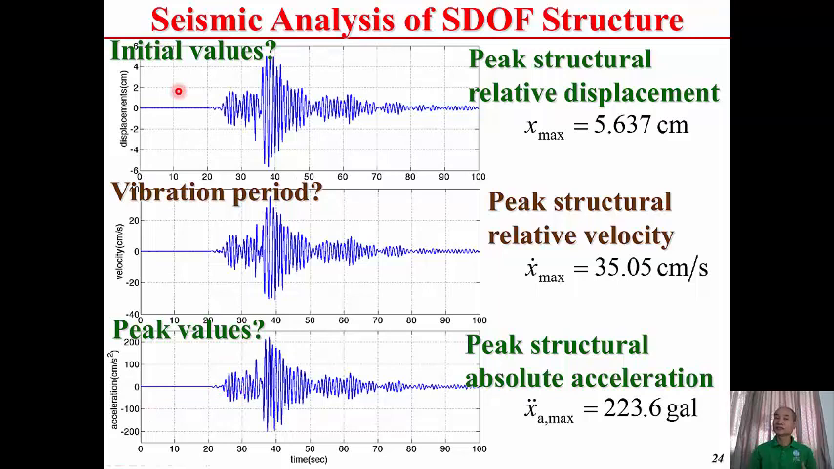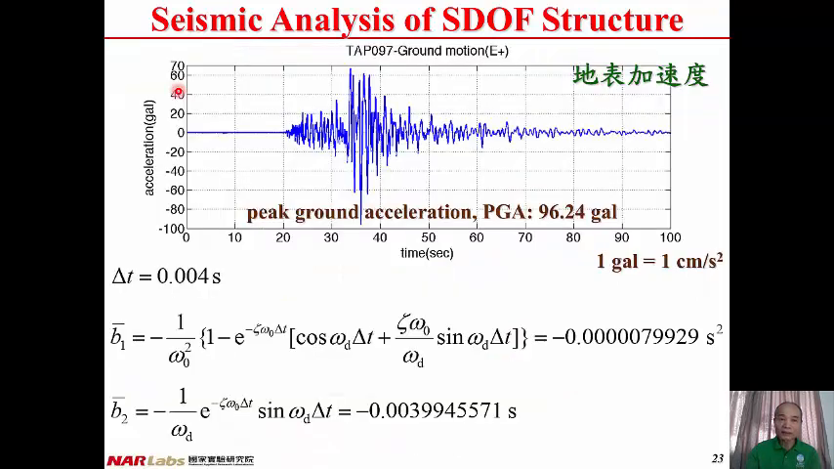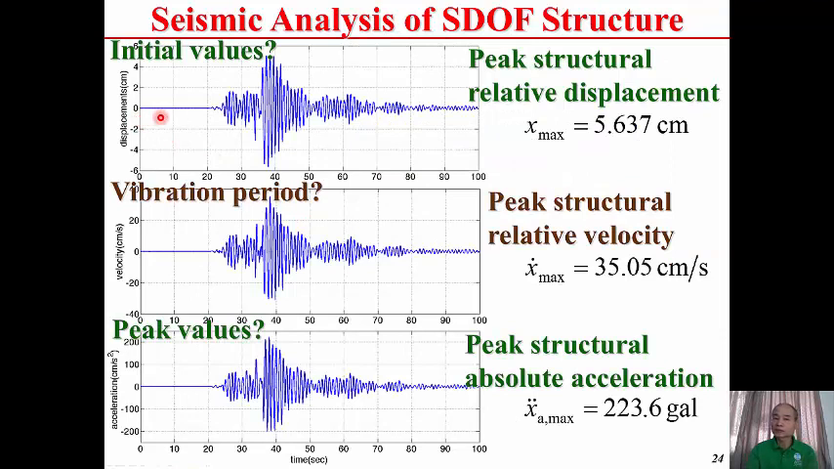First you have to check the initial values. Are they reasonable or not? If we go back to the previous plot, this is the ground acceleration exciting the structure. There is almost no acceleration for the first 20 seconds. Therefore, no relative displacement, no relative velocity, and no absolute acceleration for the first 20 seconds. It's reasonable.